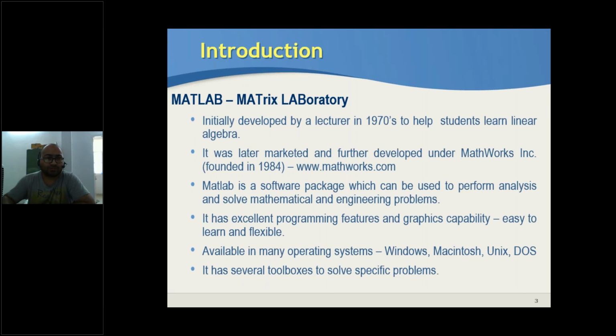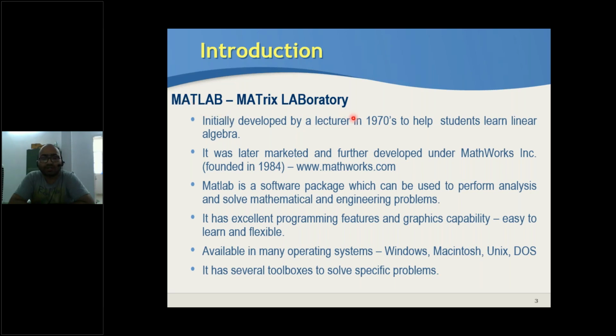So first of all, introduction. As you can see, MATLAB is a short form of matrix laboratory. It is made up of two words, matrix and laboratory. In matrix, the first three letters are taken, and from laboratory, the first three letters are taken. And from that, MATLAB is prepared.